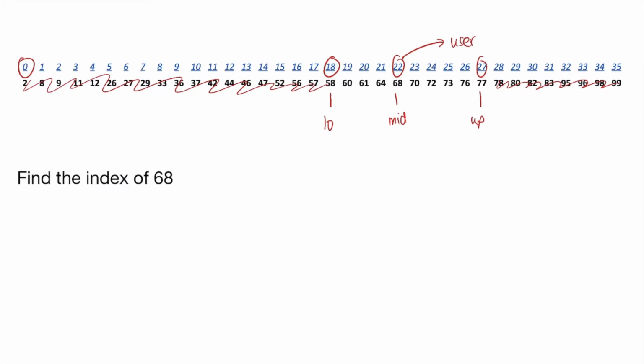Now, suppose we were to run into an instance where our lower bound somehow became greater than the upper bound. Well, at that point, that's when we know that we have to stop because the element that we're looking for is not actually in the list. So let's go ahead and implement this in Python.